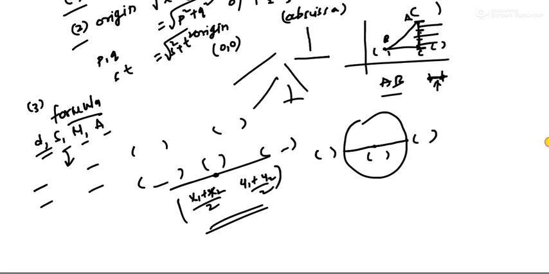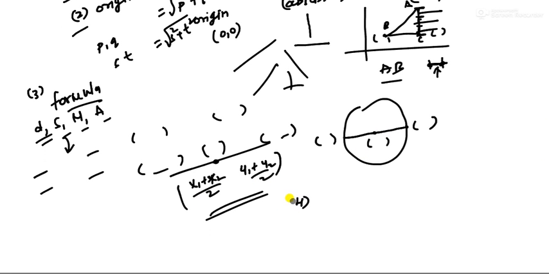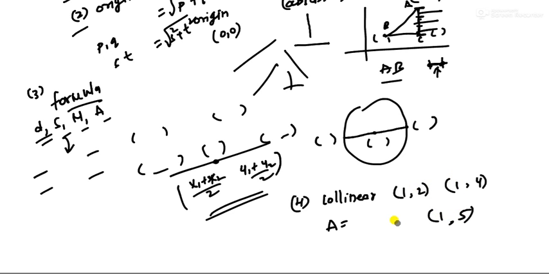And the last, which is more important, is collinear points. They will give 3 points and they may ask whether they are collinear or not, or they will ask for the area of the triangle with these points. If it is given like this: 1, 2; 1, 4; 1, 5, then whenever you see either x or y the same in all three, it means what?